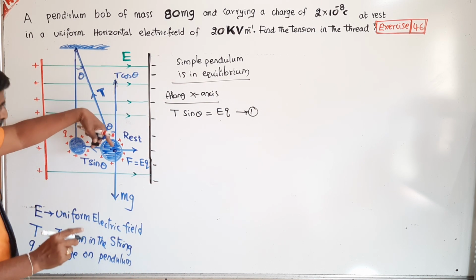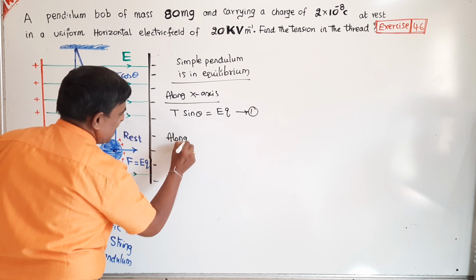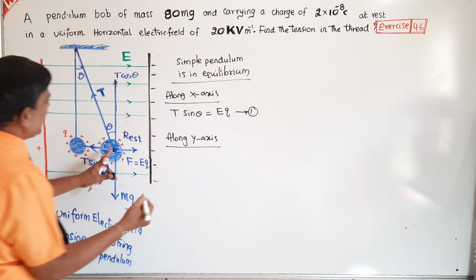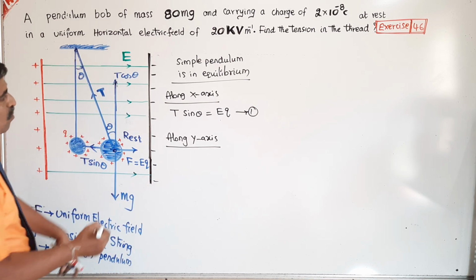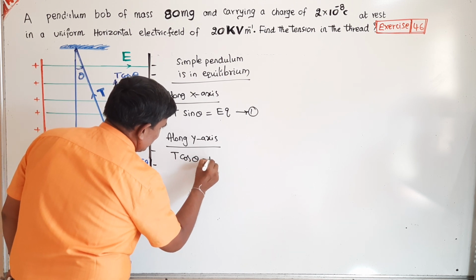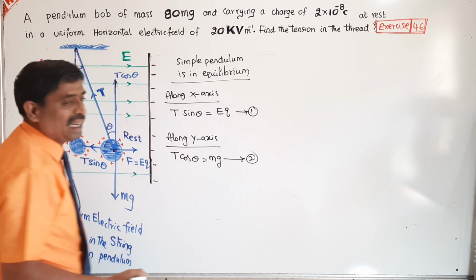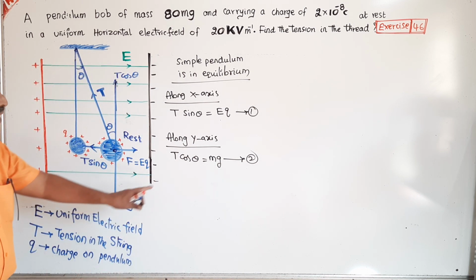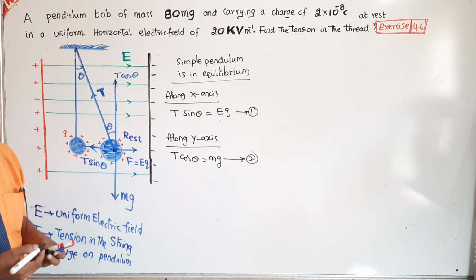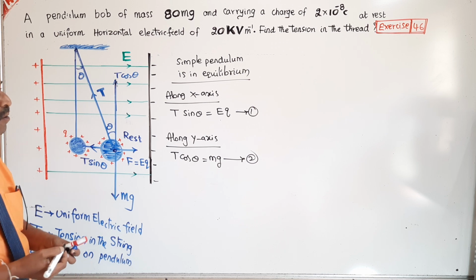Upward force is equal to downward force, nothing but along the y-axis, T cos theta is equal to mg. This is equation number 2. Here, in this formula, m represents the mass of the pendulum, g is the acceleration due to gravity, and the total term mg represents the weight of the pendulum.